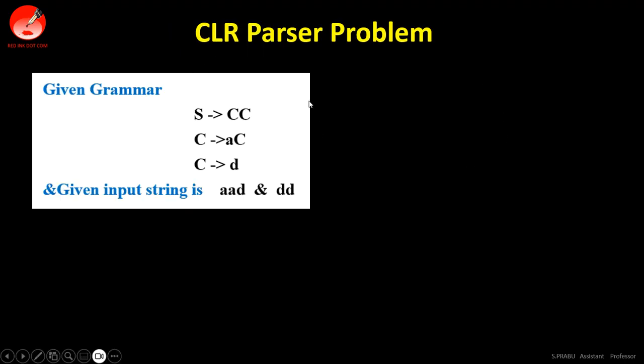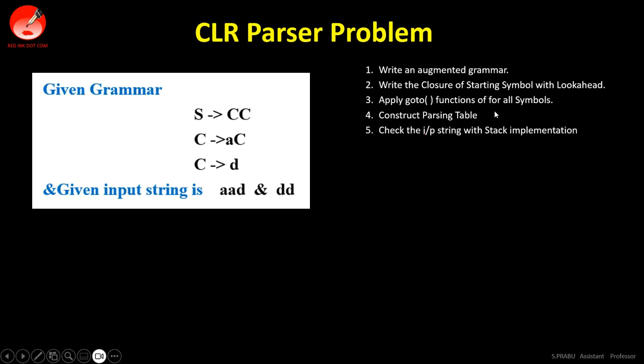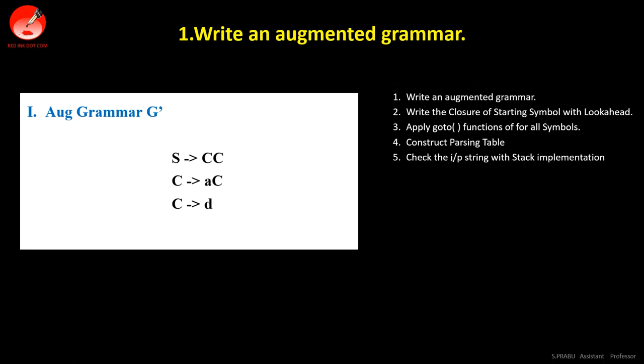The question can be asked like this. So you should follow these rules. The first step is write an augmented grammar. Augmented grammar is nothing but introducing the new production rule, that is S' tends to S. Now this grammar is called as G'.